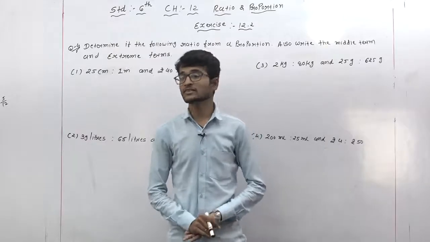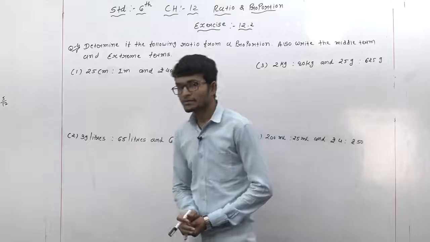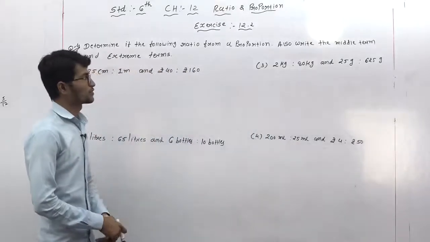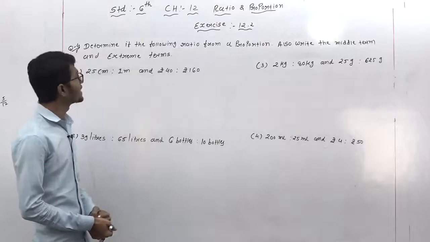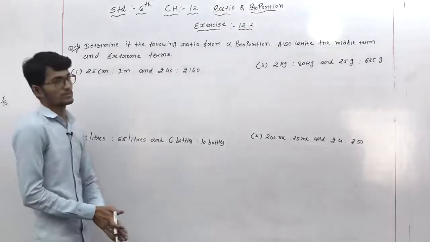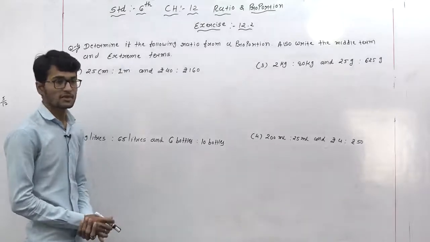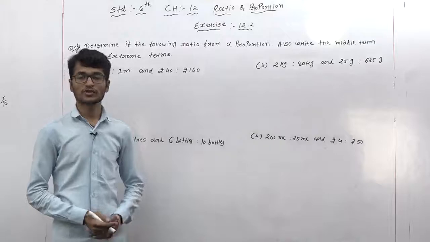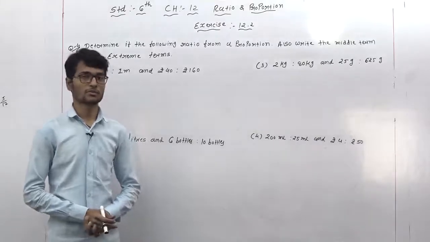Now our next question is question number 4. Determine if the following ratios form a proportion. Also write the middle terms and extreme terms. So first of all we have to find the ratio. If the ratios are the same, it means these are in proportion. If the ratios are different, it means these are not in proportion.